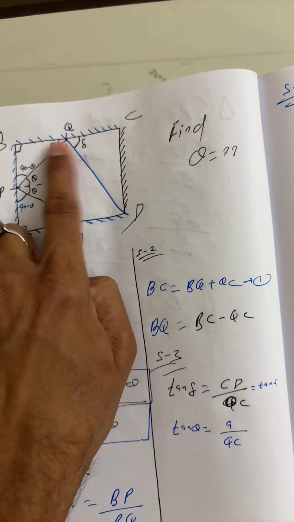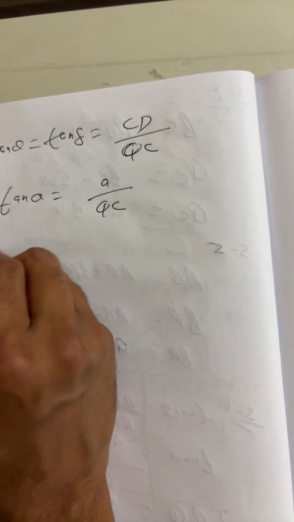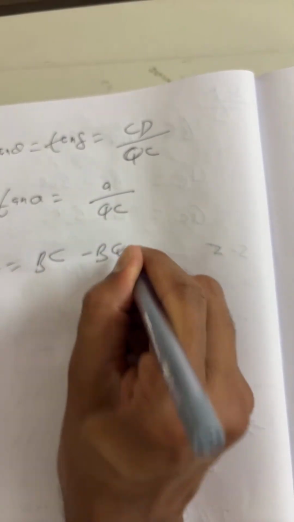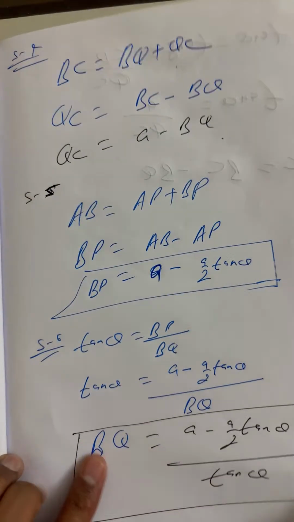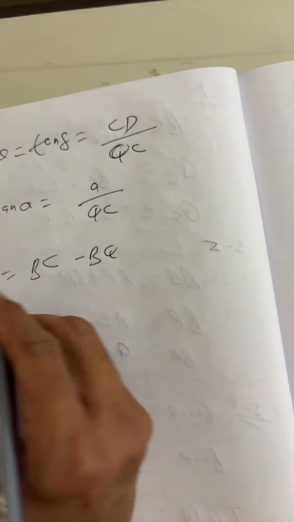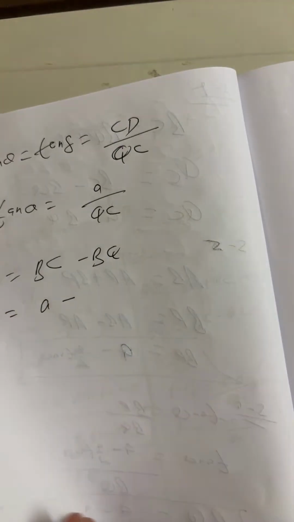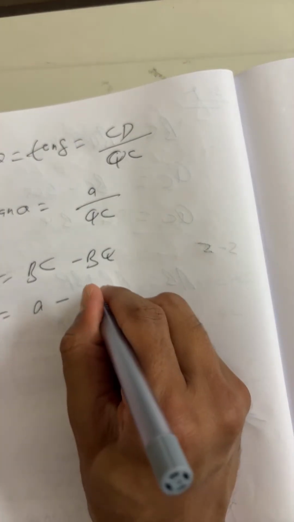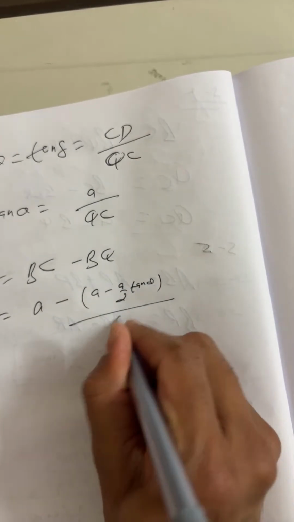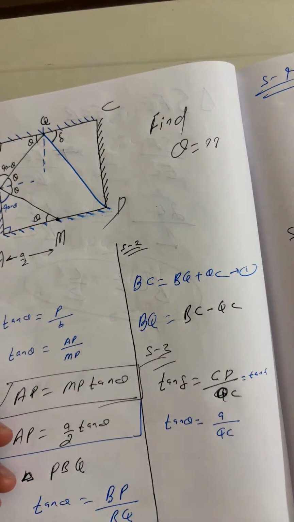What is BC equal to? You can say BQ plus QC. QC is what? You can say BC minus BQ. I'll write it here once. QC is BC minus BQ. BQ we just now found here, and BC is A. So we can say QC is equal to A minus BQ, which is A minus A by 2 tan theta, upon tan theta. This is the QC we got finally.